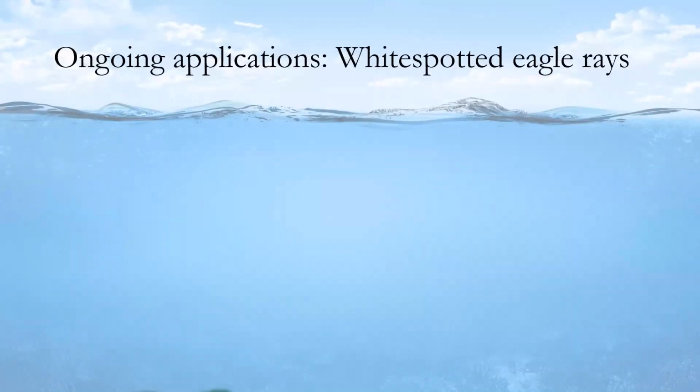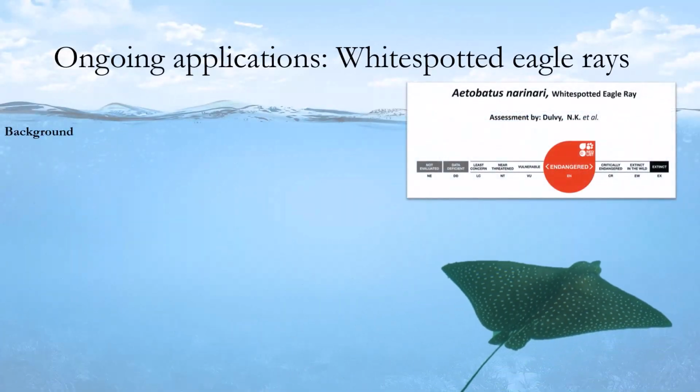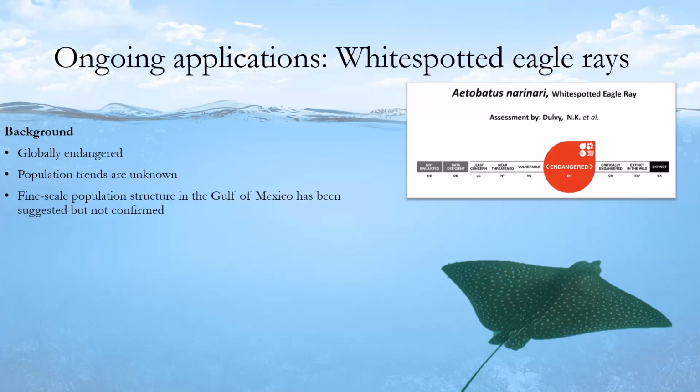So the first application, and the one that I'm most involved with right now, is for the third chapter of my dissertation. I'm applying CKMR to estimate abundance and mortality of white-spotted eagle rays in the Gulf of Mexico. They are a globally endangered species with largely unknown population trends. Fine-scale population structure in the Gulf of Mexico has been suggested, but not confirmed.